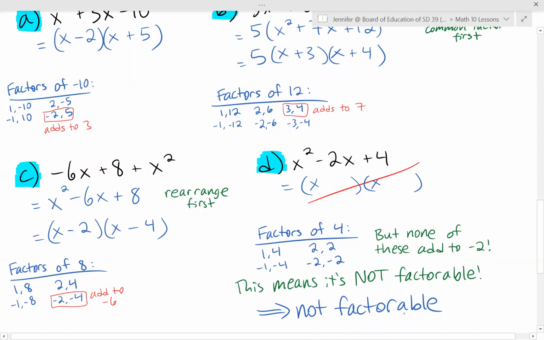I'm not going to give you too many questions where this happens, so just double check that you're doing it correctly. But it is definitely possible, and there will be some questions in the workbook where they are not factorable.